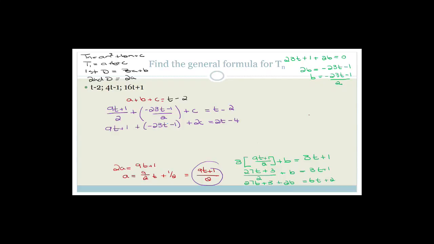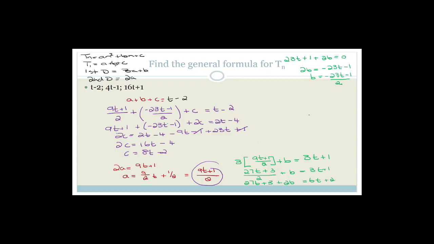Let's add up all the like terms. Let's take everything that's not a c to the other side. So we've got 2c is equal to 2t minus 4 minus 9t minus 1, plus 23t plus 1. Okay, so yay, these cancel. That's quite nice. And then we've got 2c is equal to 23 minus 9 is 14, plus 2 is 16t minus 4. So therefore, c is equal to 8t minus 2. Hooray, at least c is a nice number.